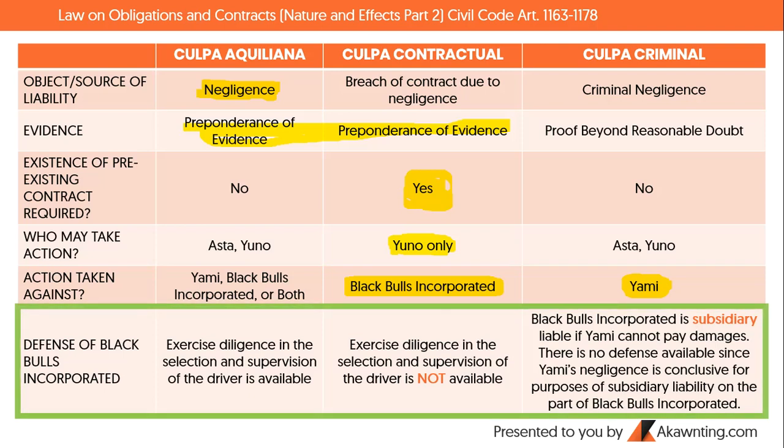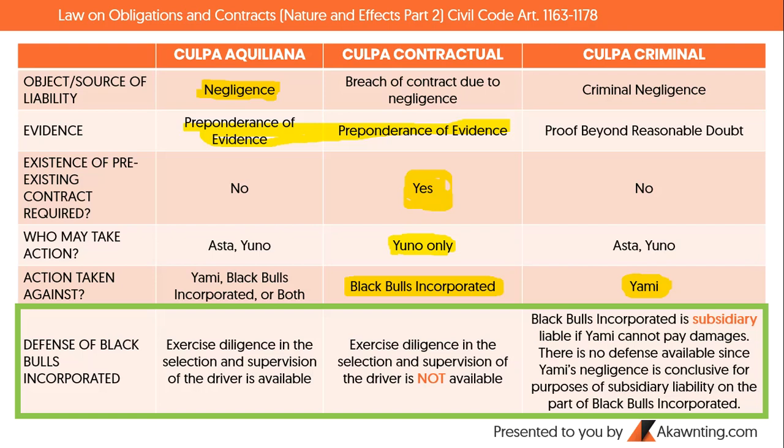Okay? Next, with regards naman to the defense of Black Bulls Incorporated, so under culpa contractual, pwedeng matakasan ng Black Bulls Incorporated yung kanyang liability by showing proof that it exercised diligence in the selection and supervision of its employees, specifically the driver. Okay? Pagdating naman pero sa culpa contractual, hindi pwedeng maging defense po yun. At lalo nga na pagdating sa culpa criminal, hindi rin pwedeng maging defense yun.